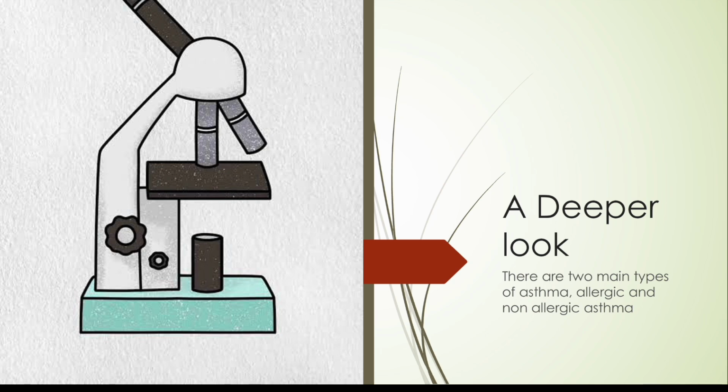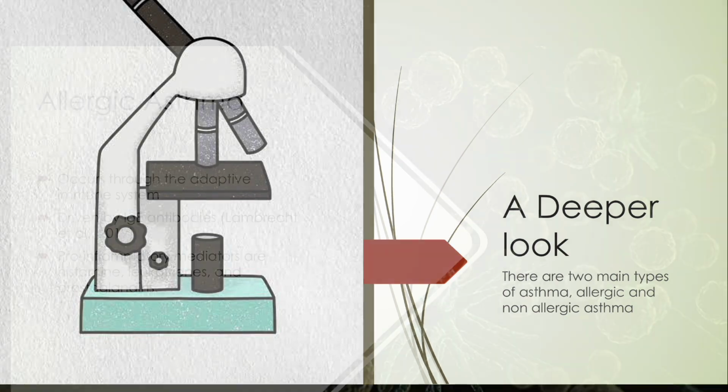On a deeper level, what is occurring in an asthmatic lung during a flare-up? Well, it depends on which type of asthma the patient has. There are two main types of asthma, allergic and non-allergic. Within these, there are more subtypes, but that's going to go beyond the scope of this presentation.